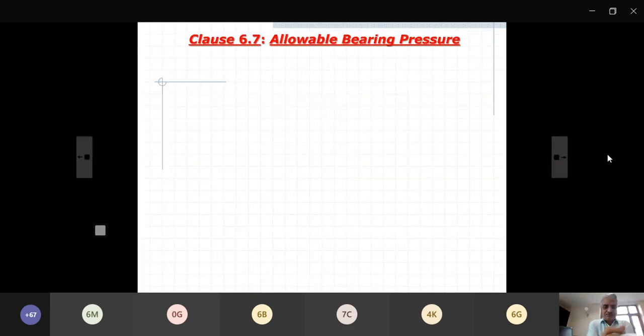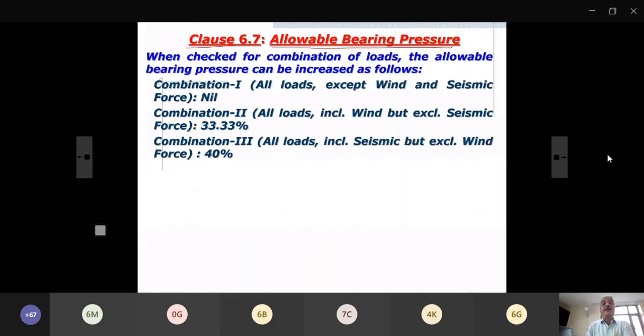So first is clause 6.7 of the substructure code. It is about allowable bearing pressure, and it says that when we are checking for combination of loads, the allowable bearing pressure can be increased as follows. So whatever allowable bearing pressure is coming from theoretical calculations, allowable meaning taking into account settlement and everything overall, you can increase. Increase for what?